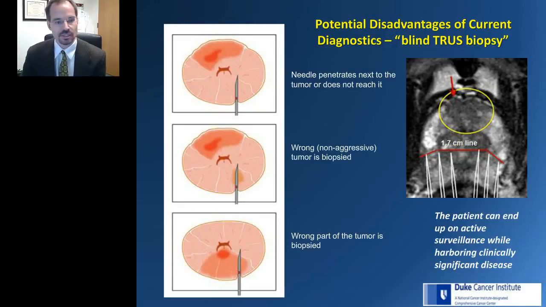As you can see in the top screen here, the needle itself misses the tumor, which is depicted in red. In the middle one, the needle happens to hit a tumor, but it's the non-aggressive one. This leads to underdiagnosis. This patient may be inappropriately put on active surveillance. And in the bottom one, the needle hits the tumor, but does not detect the most aggressive elements. Again, this patient may be inappropriately put on a surveillance program.